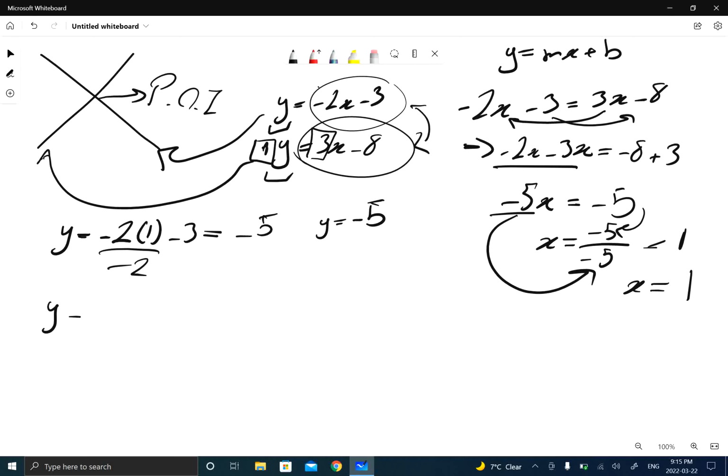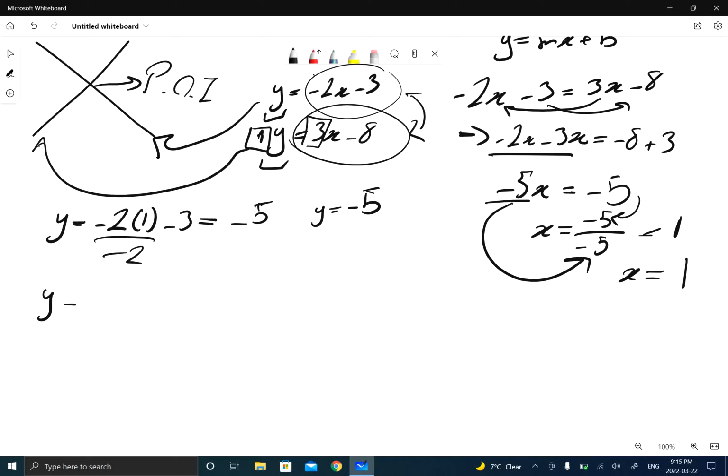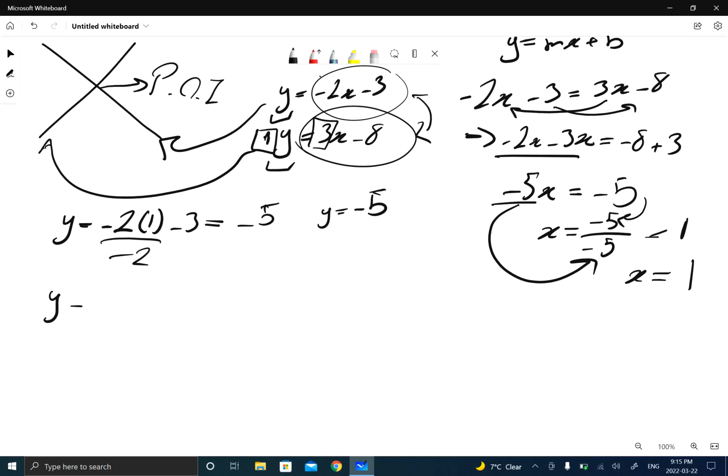3, sorry, so y it's, I don't know what's wrong with the page, sorry about that.